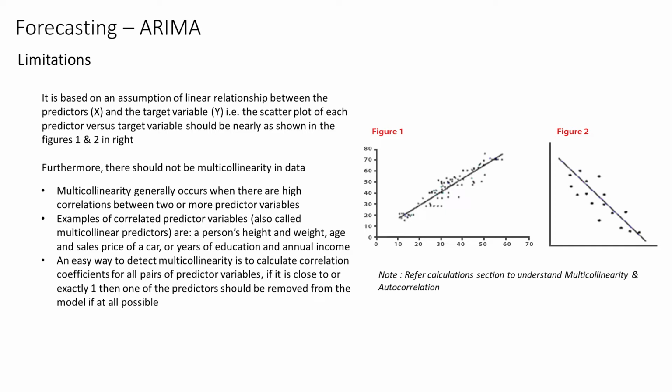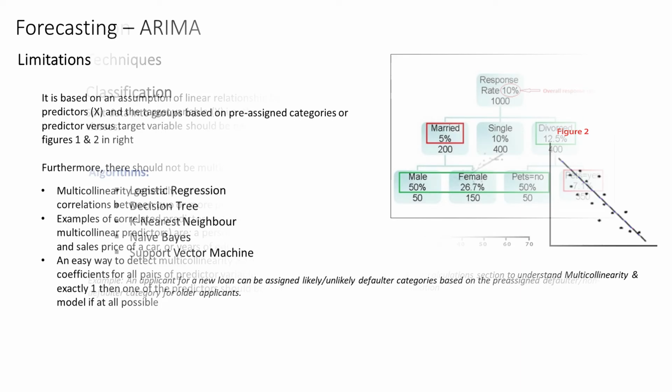Multicollinearity generally occurs when there are high correlations between 2 or more predictor variables. Examples of correlated predictor variables, also called multicollinear predictors, are a person's height and weight, age and sales price of a car, or years of education and annual income.